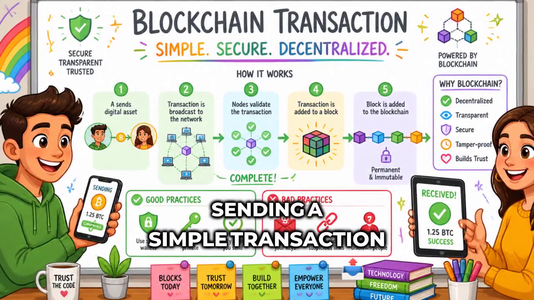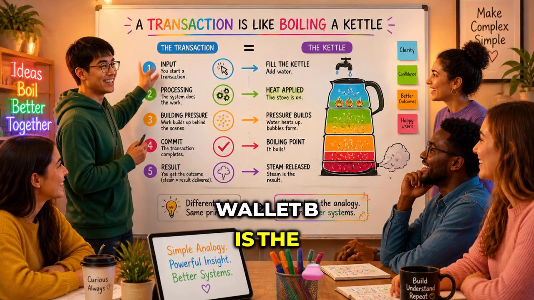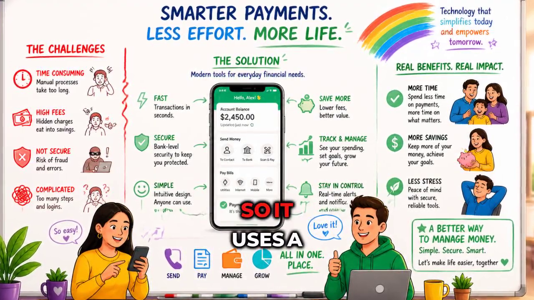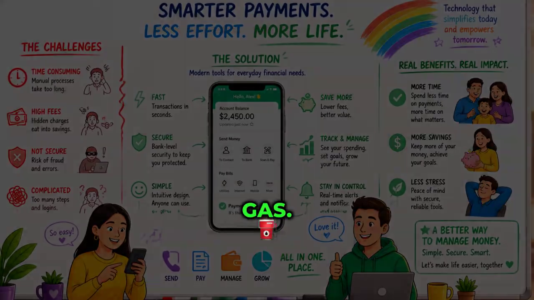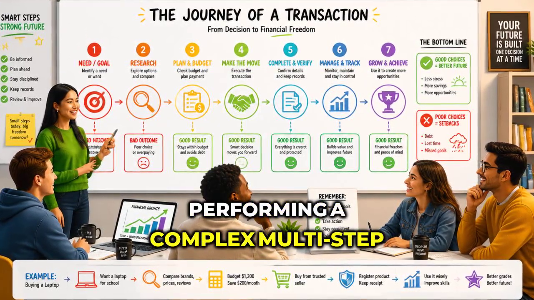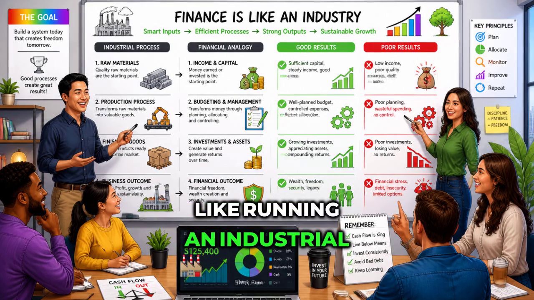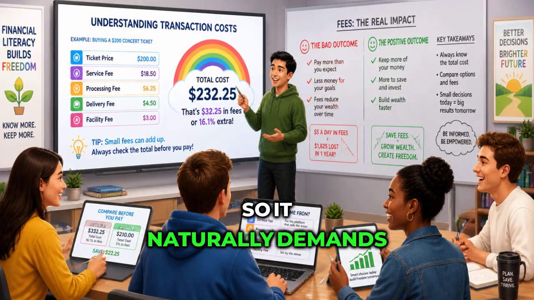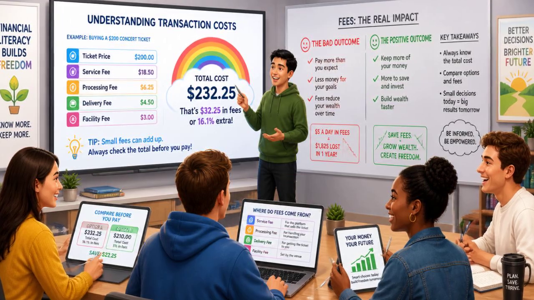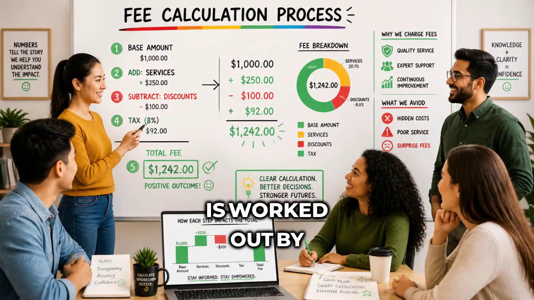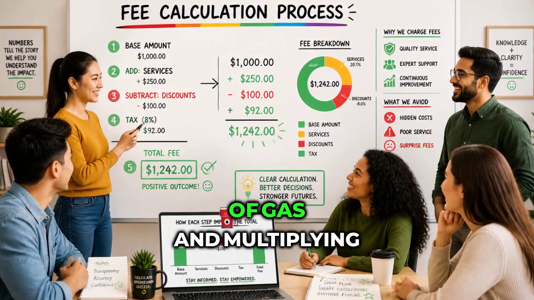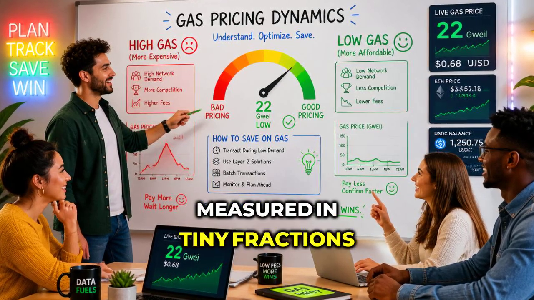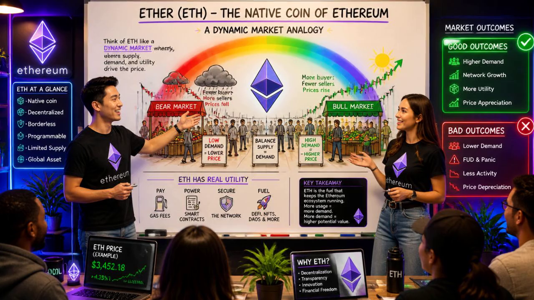Sending a simple transaction from wallet A to wallet B is the digital equivalent of boiling a kettle. It takes very little effort, so it uses a tiny, fixed amount of gas. Performing a complex multi-step token swap is more like running an industrial laundry. It takes far more computing steps, so it naturally demands a higher amount of gas. The total fee you see on your screen is worked out by taking those required units of gas and multiplying them by the current market price of gas, measured in tiny fractions of the network's native coin, like Ether.